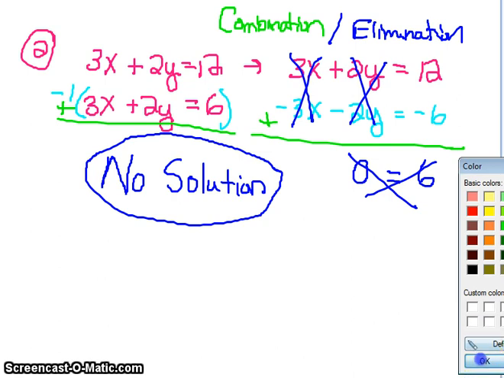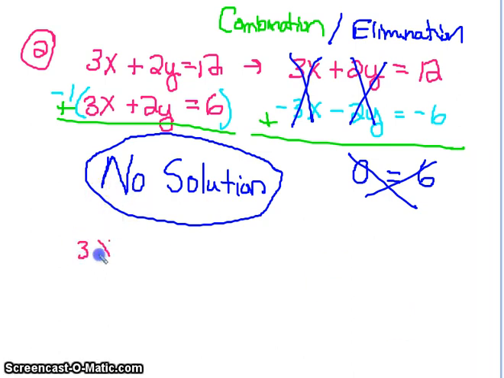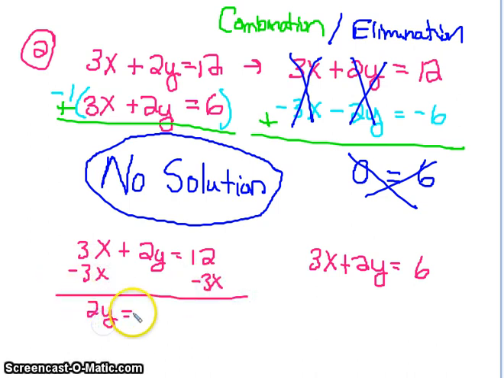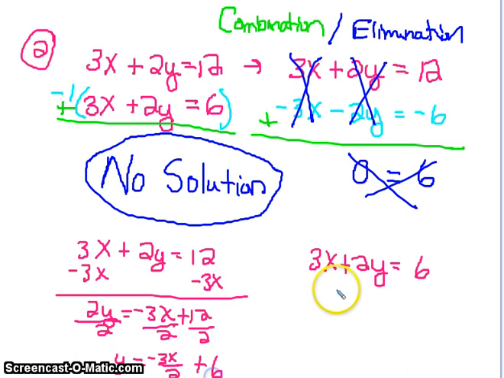So if we go back to our original lines, 3x plus 2y equals 12, and 3x plus 2y equals 6, and we solve for slope-intercept form by subtracting our 3x, 2y equals -3x plus 12, and then dividing by 2, we see that the slope of the first line is -3x over 2, or just -3/2 is the slope.